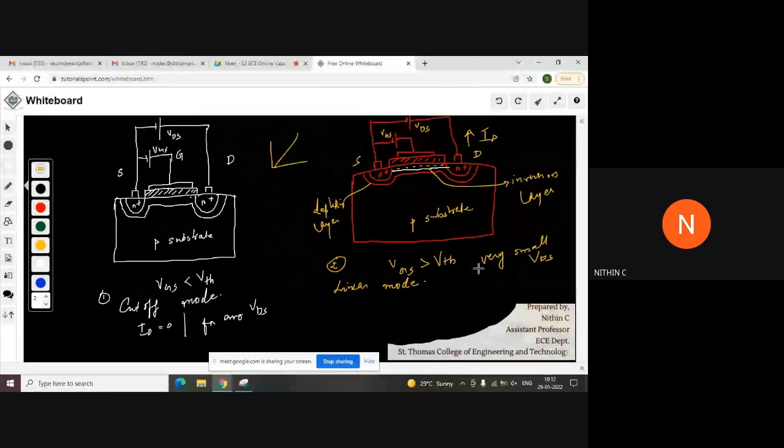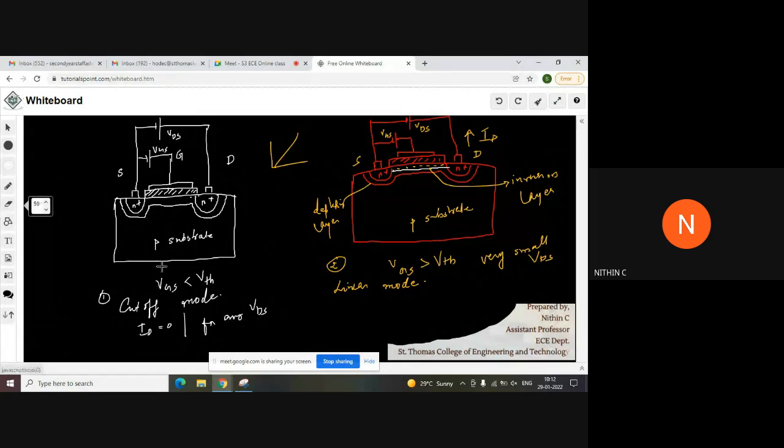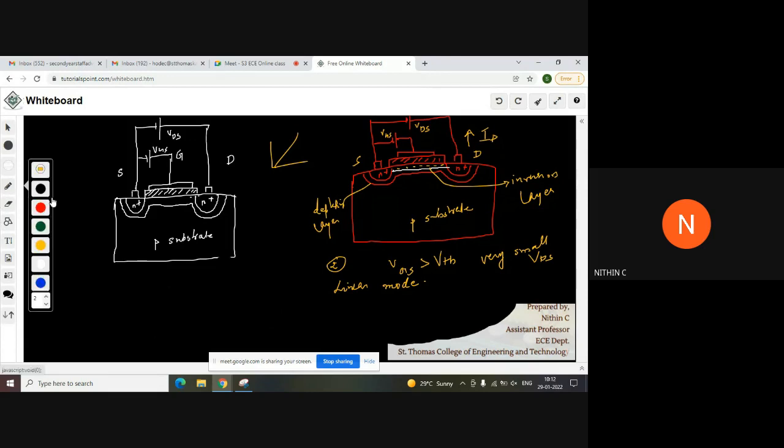Clear? Okay. So I'm moving to the next mode. Only two more figures are there. I will just show that. I'm going to show the third mode, third figure. So I am editing this figure. Okay, this figure I edit here.